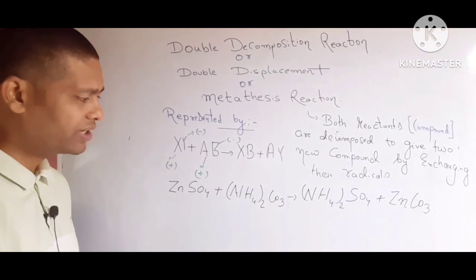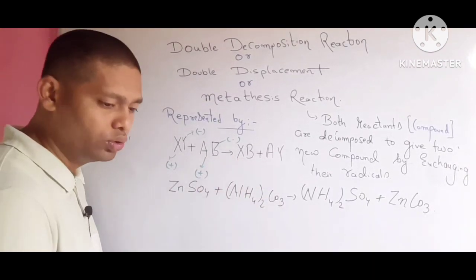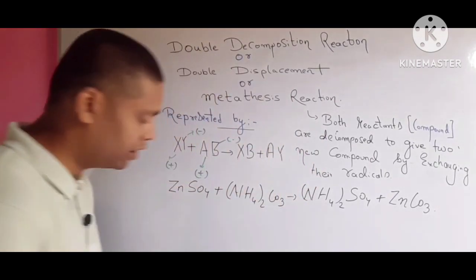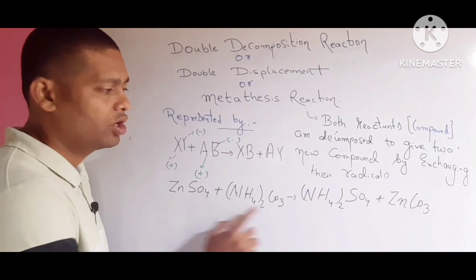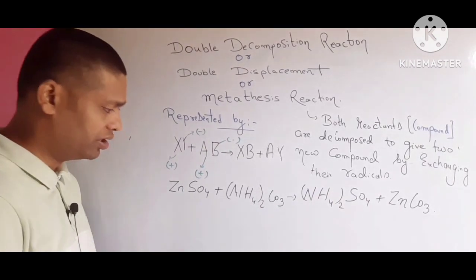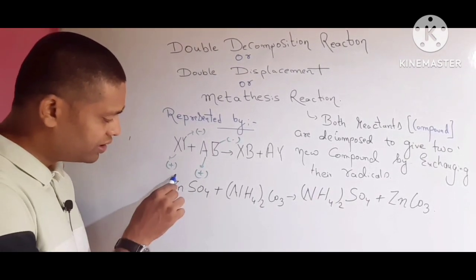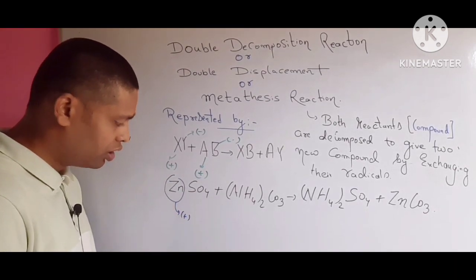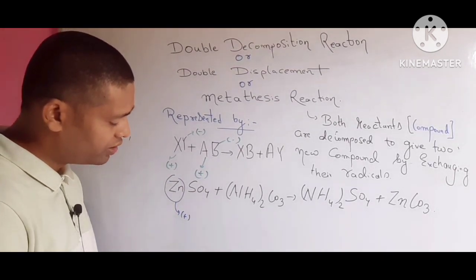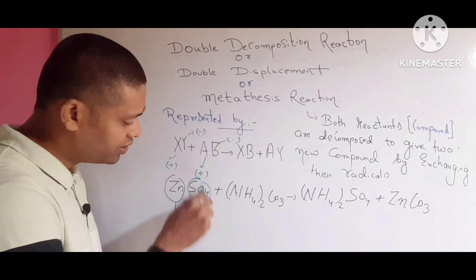Okay, so here is a small example representing what I told you. We'll see now how it works. See here, it's a compound on the left hand side, and on the right hand side a product is there. So now if I see, what is zinc? Zinc is a metal. So a metal will have positive. Now what is the SO4? SO4 is negative one. Negative one is the radical.